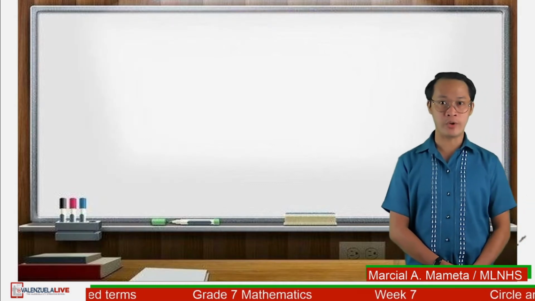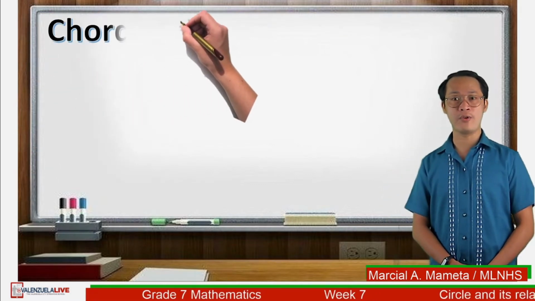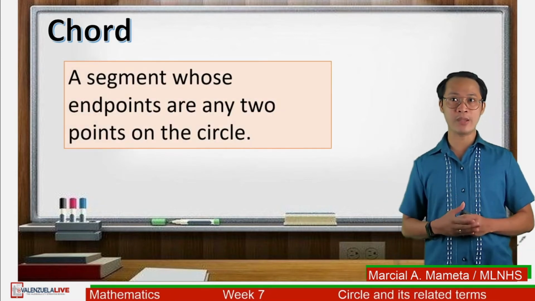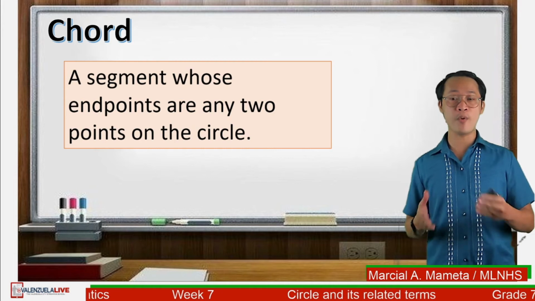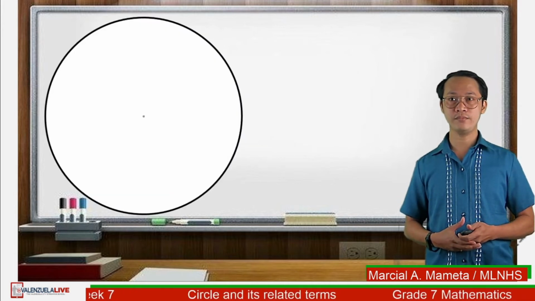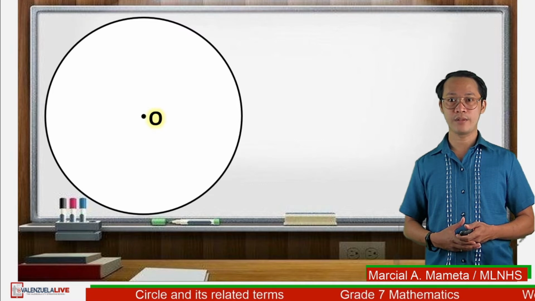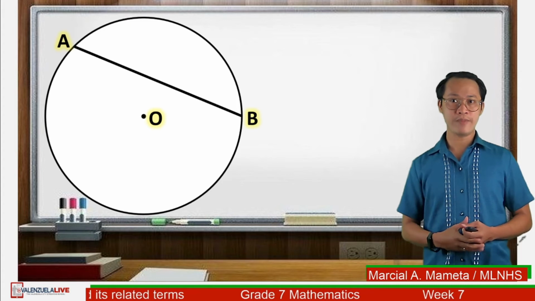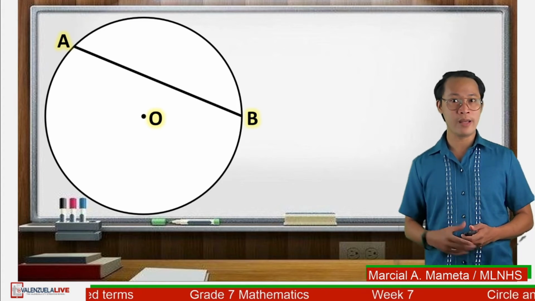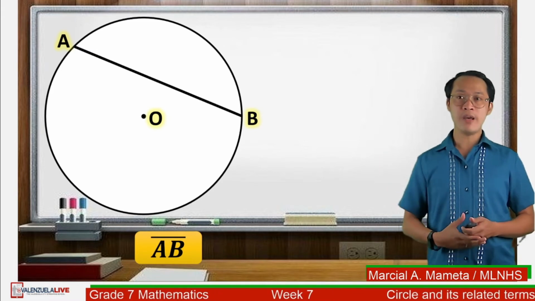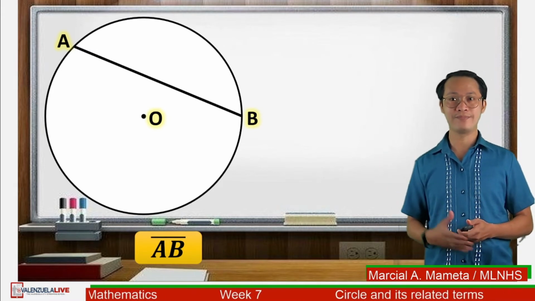The second term related to the circle is called a chord. A chord is a segment whose endpoints are any 2 points on the circle. Segment AB is an example of a chord since it joins 2 points, A and B, on the circle.